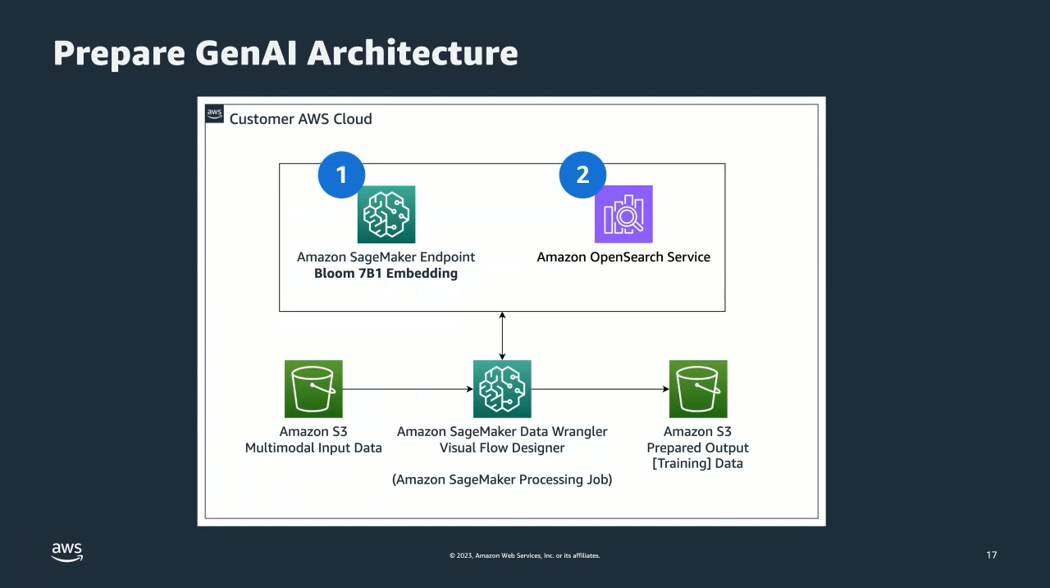OpenSearch can help store and search billions of vector embeddings with thousands of dimensions in milliseconds. And best of all, because it's a fully managed service, customers can spend more time focusing on AI and creating business value instead of spending valuable time managing database servers.